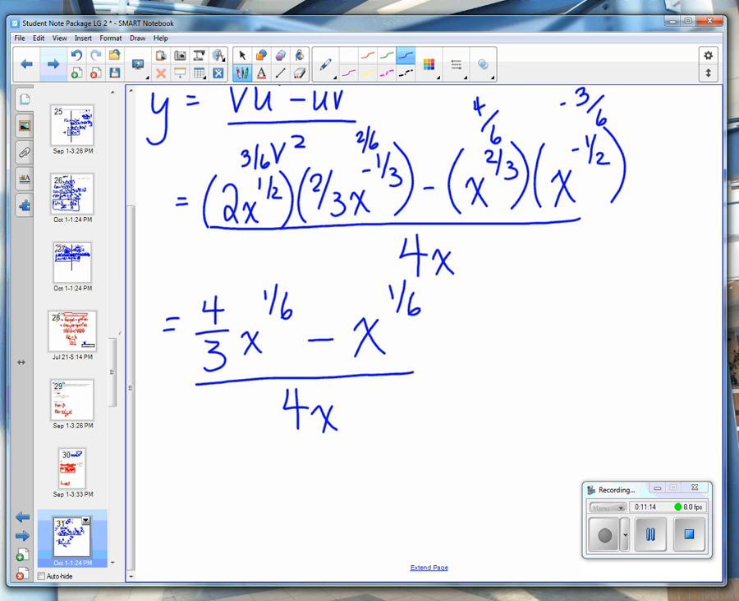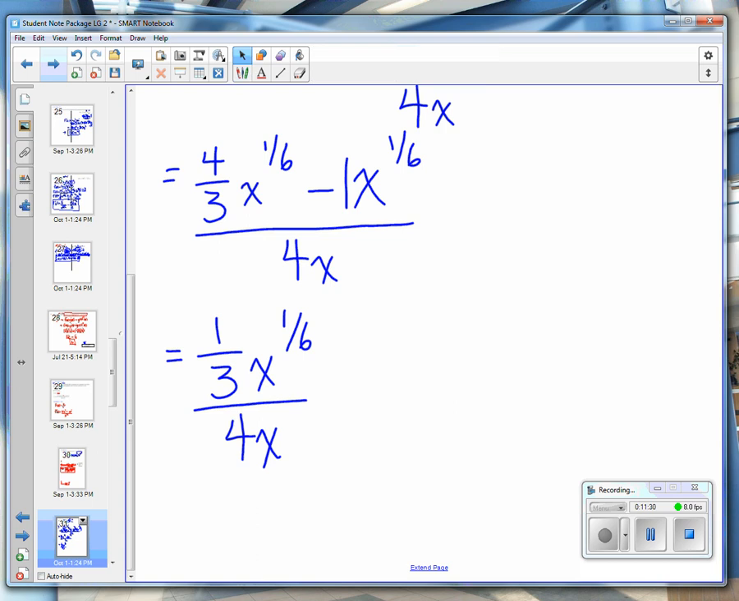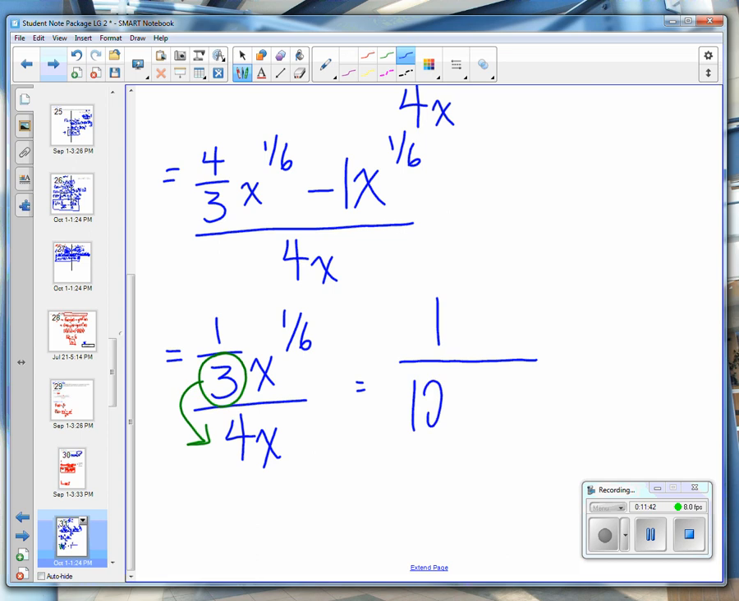Now we can simplify our numerator because you'll see that they're common terms. So 4 over 3 minus 1 is going to leave us with 1 over 3, x to the power of 1 over 6 over 4x. Now, a fraction and a fraction, yuck. So remember, if I've got a denominator in my numerator, sounds kind of crazy, this can automatically just go to the bottom. So this actually becomes 1 over 12.